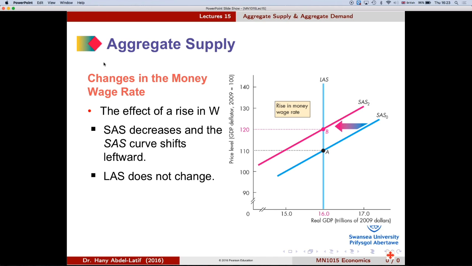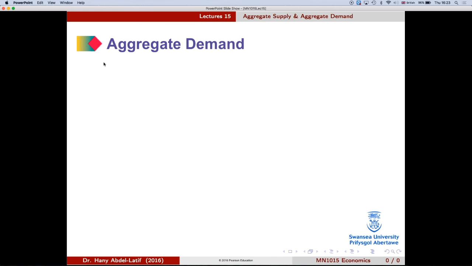So is this clear now? So in the short run, we assume that the money wage rate is constant. So that's why if it changes, this will shift the short run aggregate supply. In the long run, it depends on the potential GDP, and if the potential GDP changes, this will shift both curves, the long run aggregate supply and the short run aggregate supply. So that's the supply side.